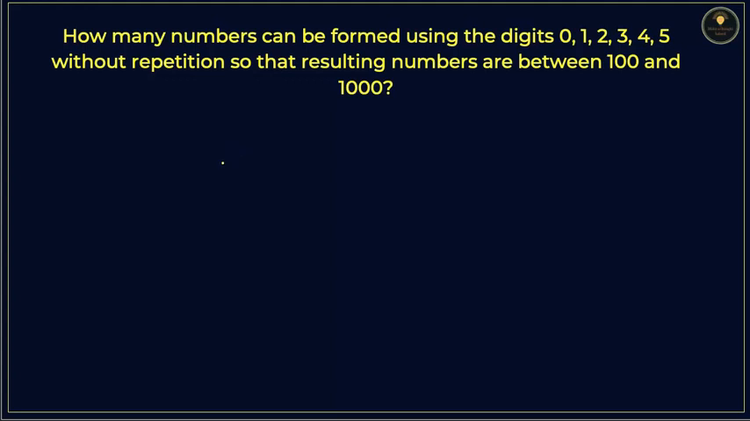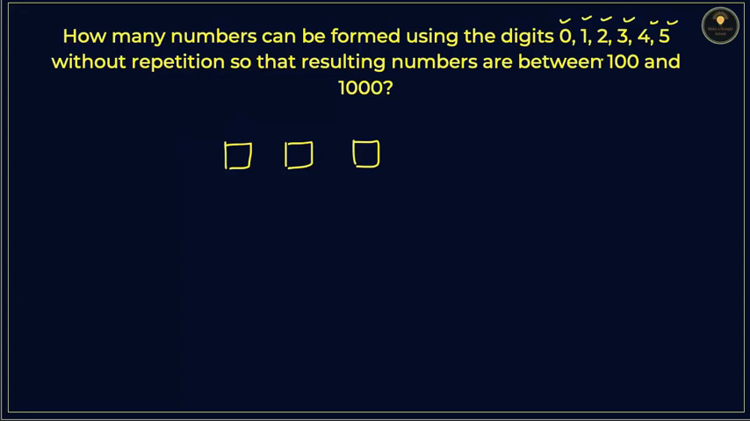We have to find the number of arrangements to make the numbers between 100 and 1000 from the numbers given as 0, 1, 2, 3, 4, 5. Here we have only 3 boxes that we need to fill, because between 100 and 1000 all the numbers are 3-digit numbers. So for the first box we have 1, 2, 3, 4, 5, 6.